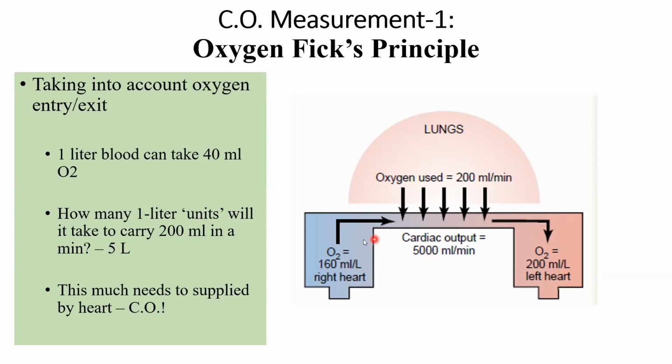It's a pretty straightforward discussion about how Fick's principle is used to look at oxygen differences between deoxygenated and oxygenated blood, and the consumption of oxygen overall via the lungs, and extrapolating these three figures to arrive reliably at a cardiac output value. Okay, so that's that.